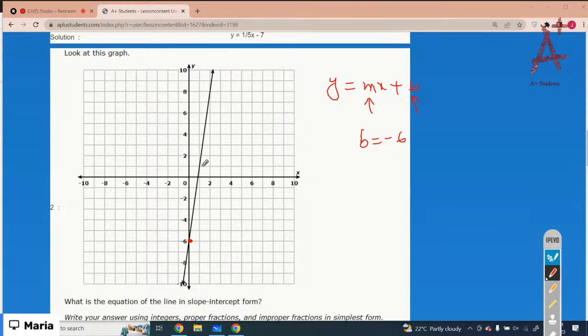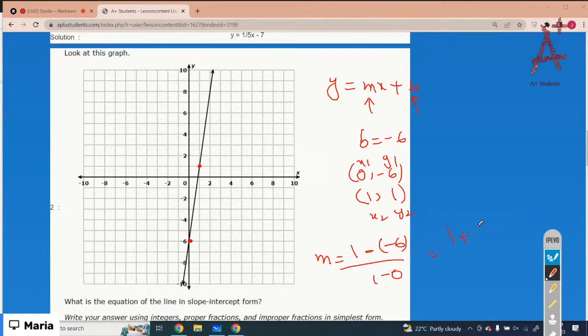Just use any 2 points and find the slope. I'm going to use these 2 points. One of them is x is 0, y is -6, and here x is 1 and y is 1. Got it? 1 and 1. Just use these 2 points and find the slope with x1, y1, x2, y2. So it would be y2 minus y1, 1 minus -6, over 1 minus 0. So it would be 1 plus 6 over 1.